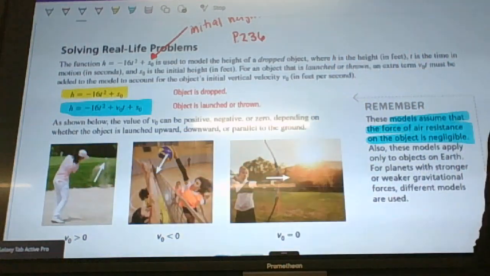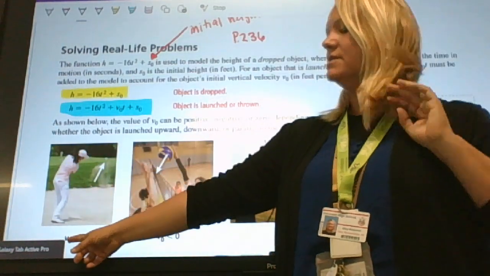It's not just dropped. If it's been hit upward, your velocity is greater than 0.